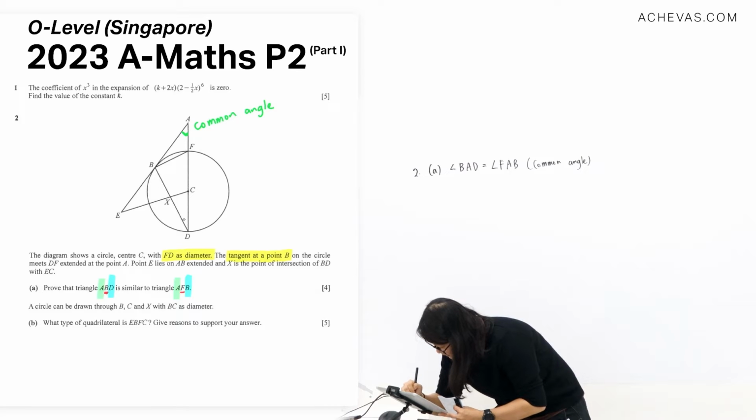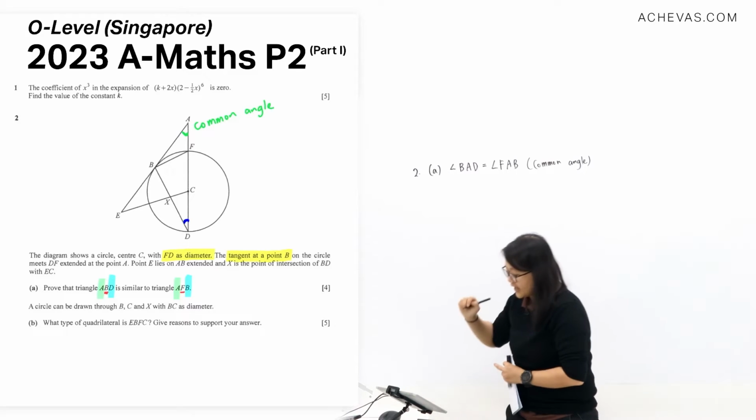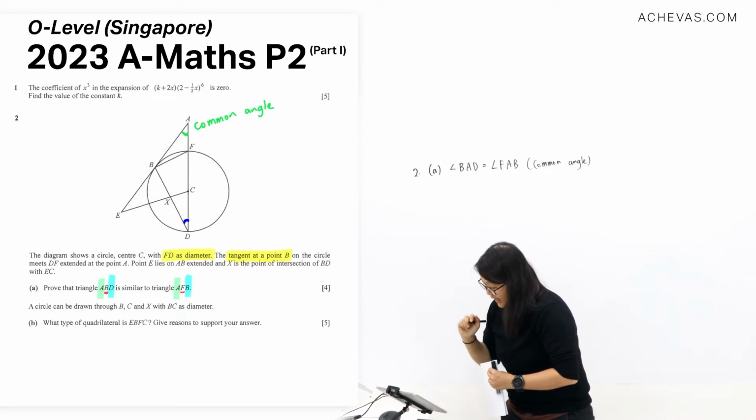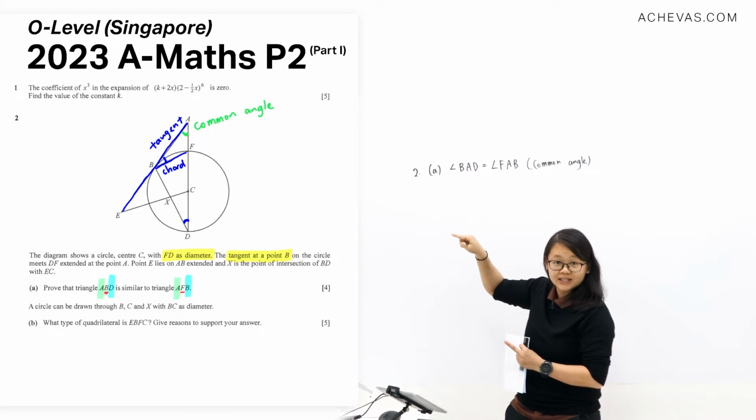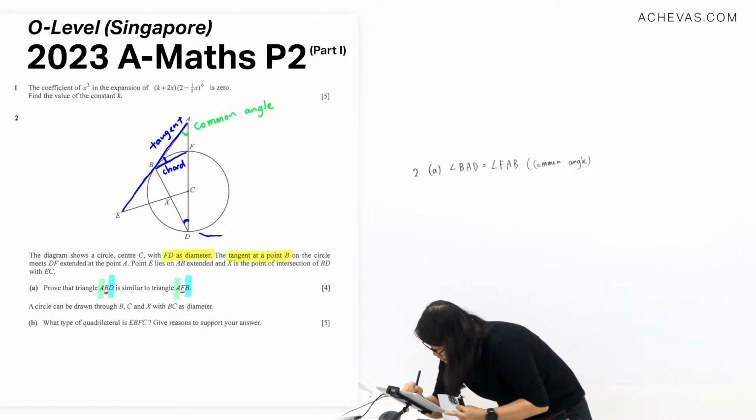Let's take a look at triangle ABD and locate the angle for D. So ABD, the angle for D will be this one here. And triangle AFB, the angle B will be this one here. So let me just label this for you. This line here is a chord line. And this line here is a tangent to the circle. So you can see that the angle is between the tangent and chord. So we're going to use this as alternate segment theorem.